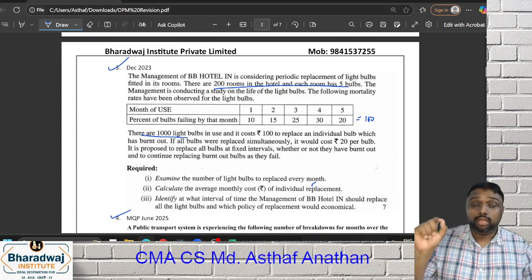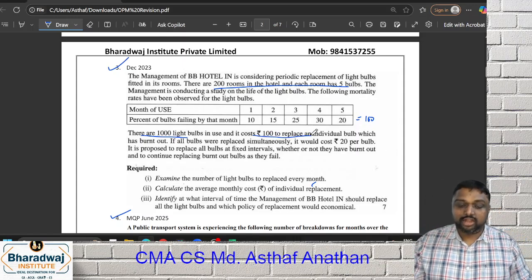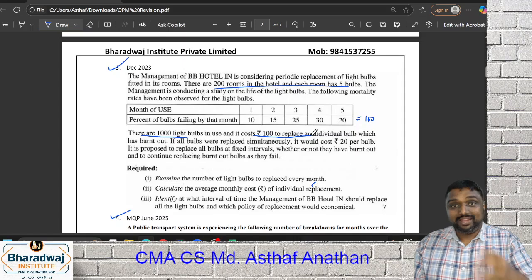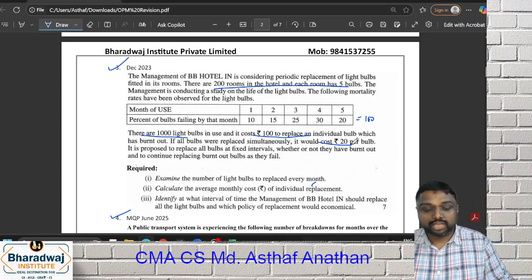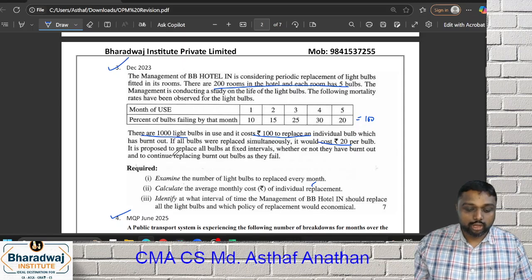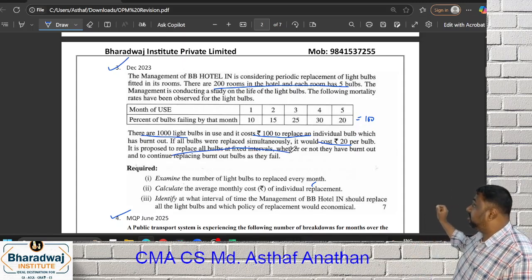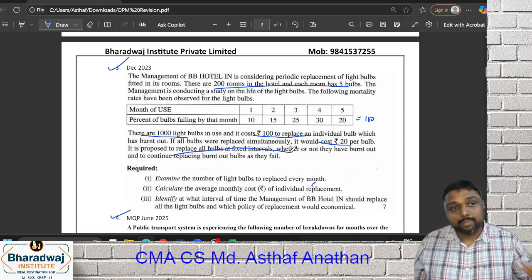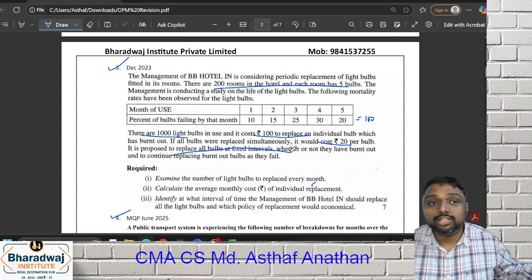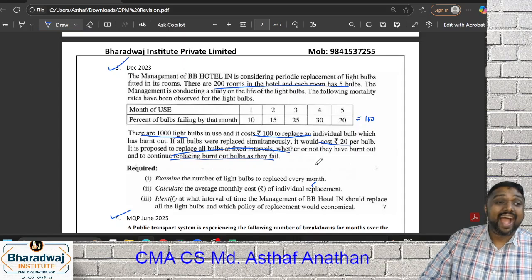See, I told you, if you buy one bulb, it will be more costly. If you buy one bulb individually, they charge 100 rupees. But if you change all the bulbs, in the example I told 40, but here it is 20 only. They replace all the bulbs at a fixed interval. This is very, very important. You will change at a fixed interval whether or not they have burned out. Whether complaint or no complaint, we will change all the bulbs.